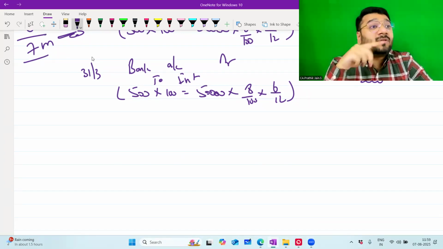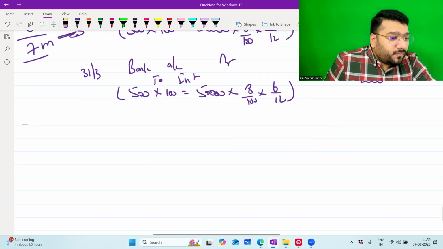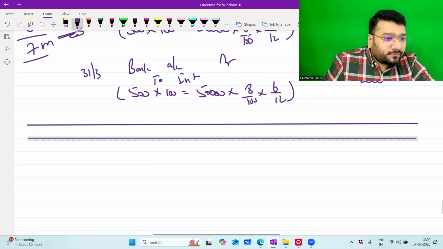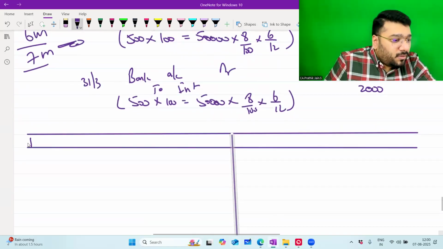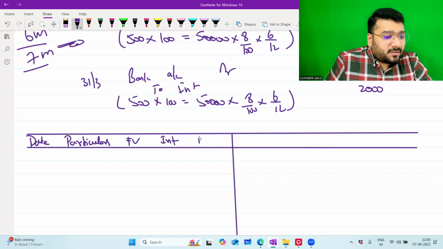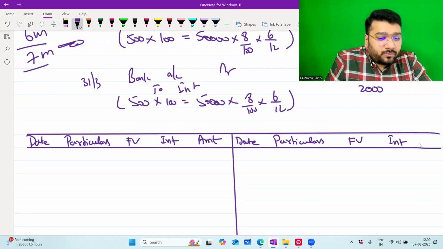So what is the third column for? The third column is for the face value. So I'll do the format, just observe it, then you draw the format. We'll have 3 columns on either side. Date, particulars, face value, interest, amount. Date, particulars, face value, interest, amount.